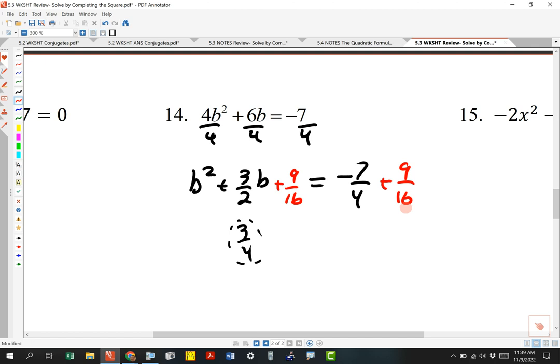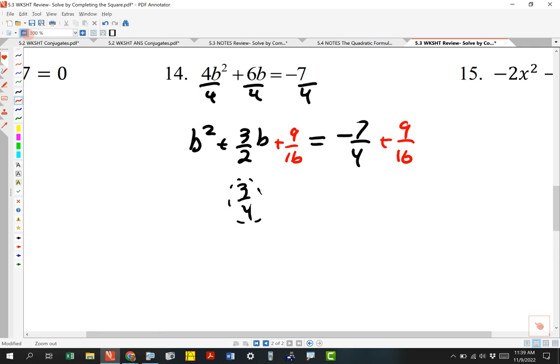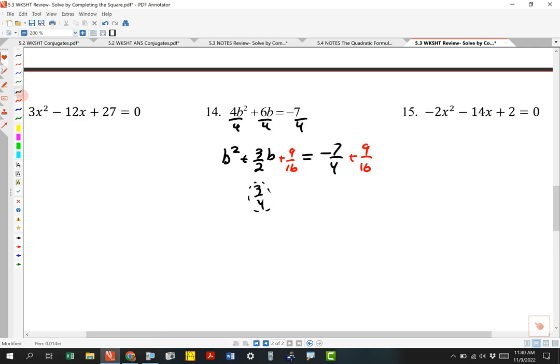Now I'm going to pause right here. We doing okay? Just details to keep track of. Might be ugly numbers, but we can deal with that. The reason we kept that 3/4 hanging around is so we could write this as b plus 3/4 in parentheses, quantity squared. And then I just need to clean this up right here. Get a common denominator, so that's times by 4 and times by 4. So that's negative 28 plus 9. I got negative 19/16. You guys okay with that?